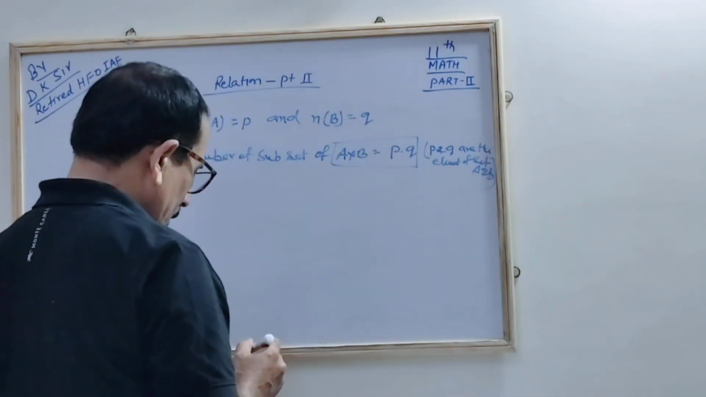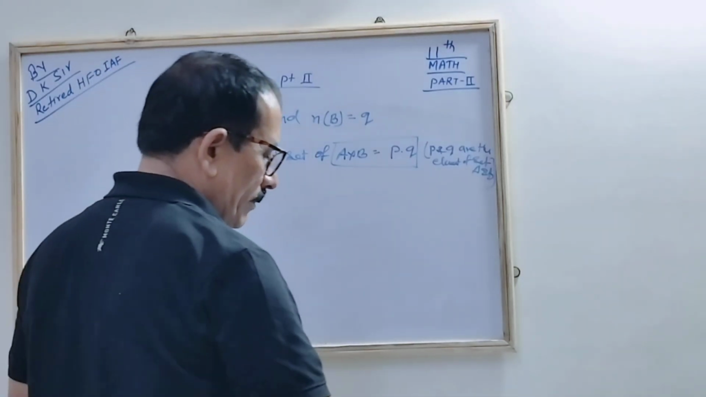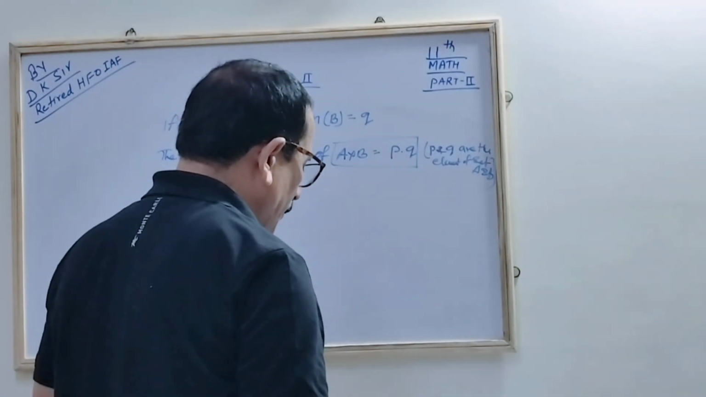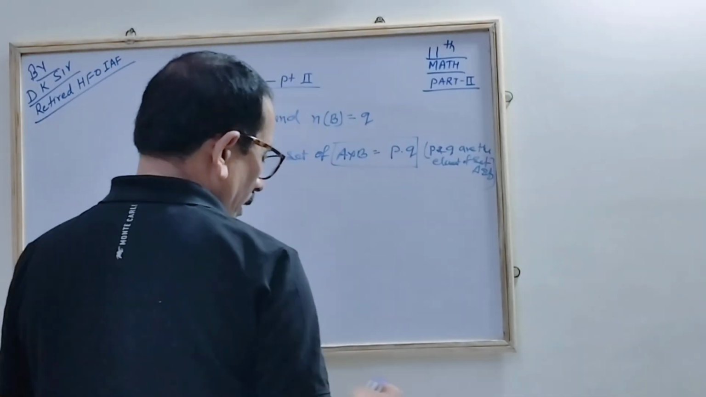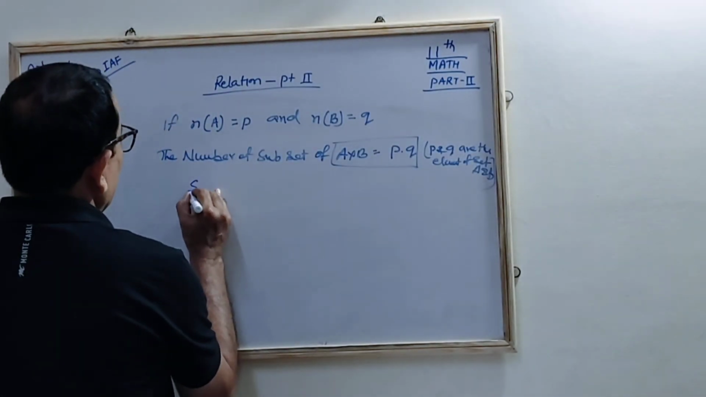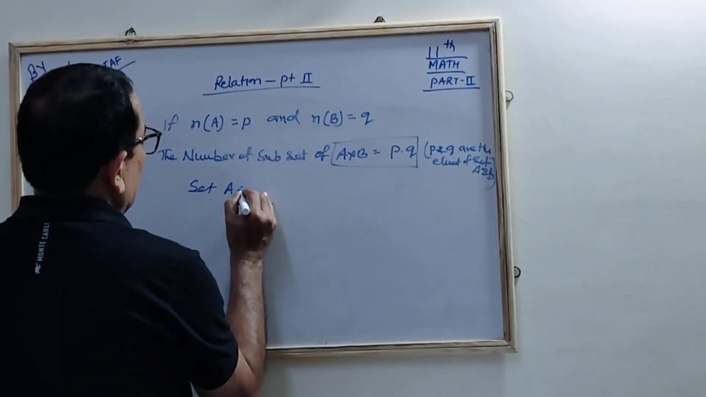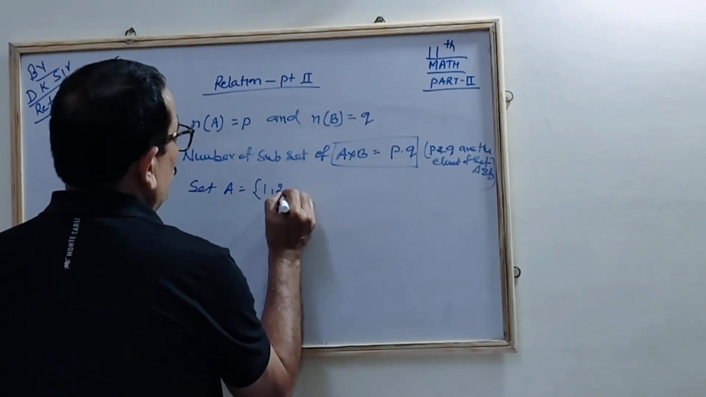Correct? You can also see an example. What can be the example? Suppose set A is equal to 1, 2 and 3.